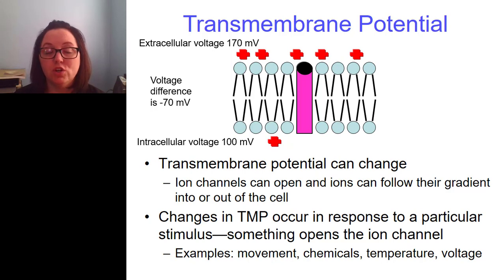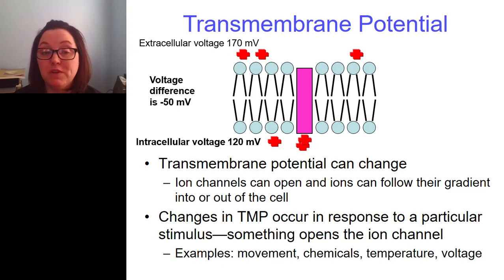The change can occur in the transmembrane potential if we open up an ion channel. So now the ions move from an area of high concentration outside of the cell to the area of low concentration inside the cell. And as the ions move, the voltage will change too. And we just added positive ions to the inside of the cell. Are we going to stay at 100 millivolts if we just added positive ions to the inside? So now the voltage has changed, and now the difference between the inside and the outside is only negative 50 millivolts.